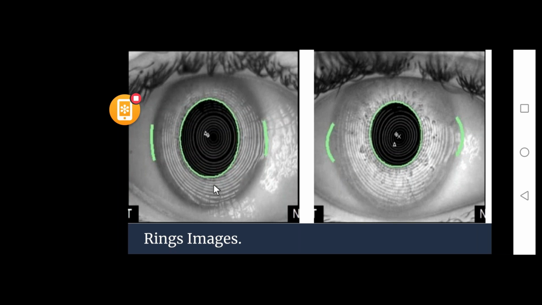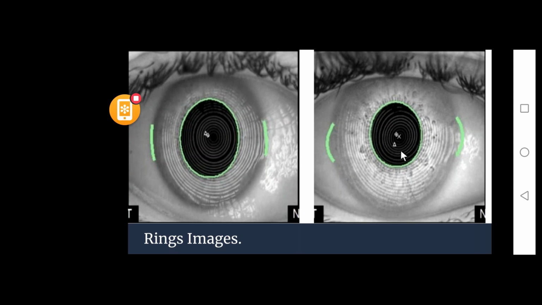Right. So on the left side, these are the rings images of a normal case. Whereas on the right side, this is a case who has keratoconus. And you can see over here the spacing between the rings is pretty less, and over here the spacing between the rings is pretty more as compared to this region. So this states that this area over here is a steep region, and over here it's a normal or a flat region, right?